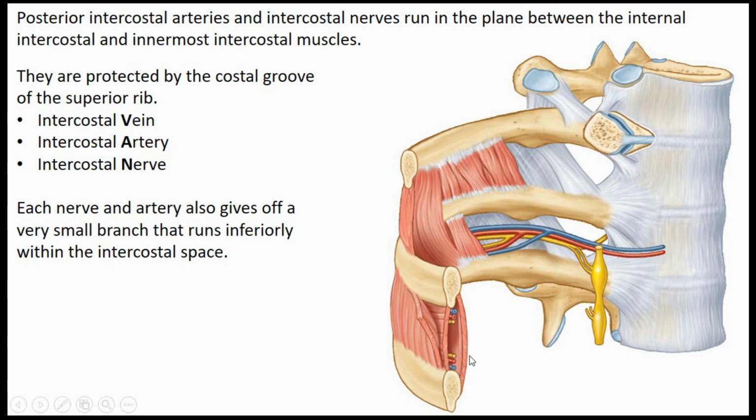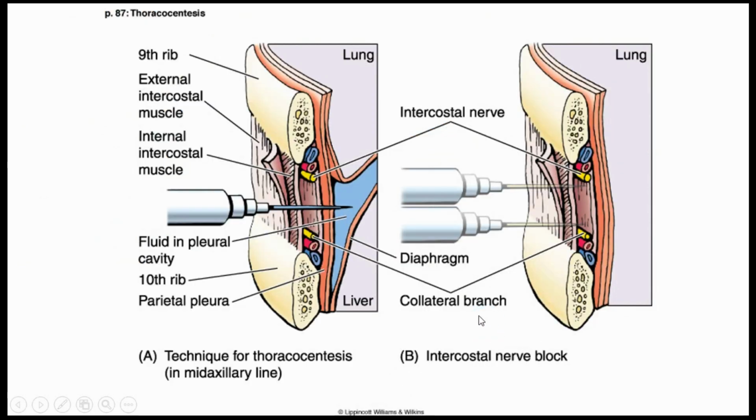Here are those little accessory branches that are coming down. We're not going to worry too much about those. We're really going to be concerned about these bigger neurovascular structures on the superior side of the intercostal space, because they're the ones that can be damaged when we do a thoracocentesis. That is drawing fluid from the pleural space, or the space that surrounds the lung. So if we have fluid there and we don't want it, we want to make sure we can draw fluid from that area, puncture the intercostal space, but not stick the needle into a big vessel or nerve.